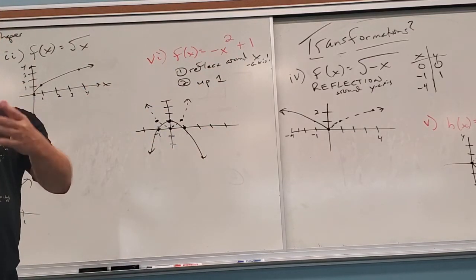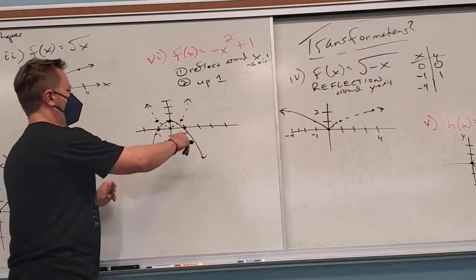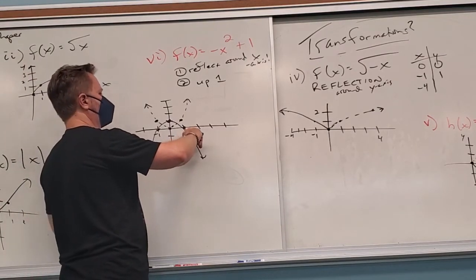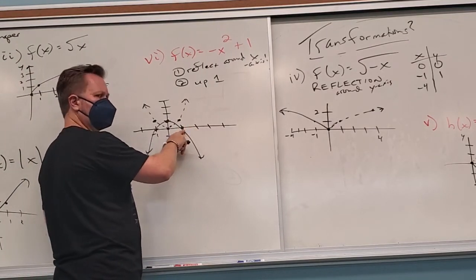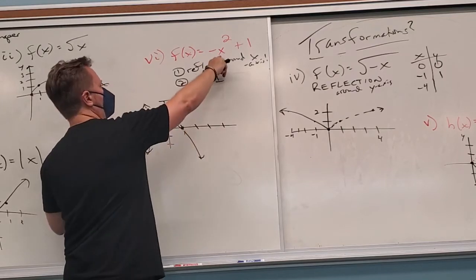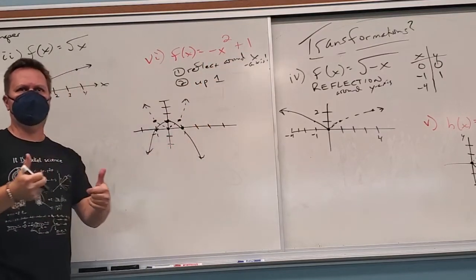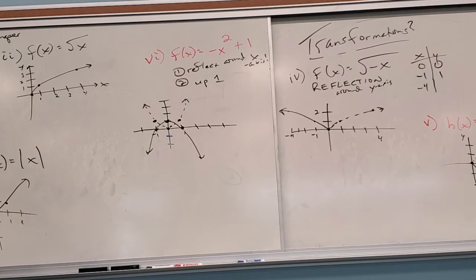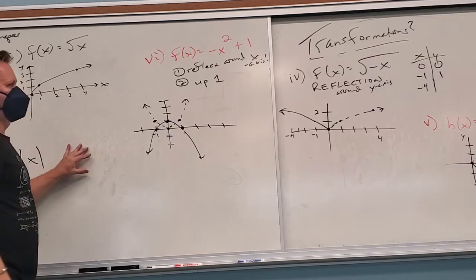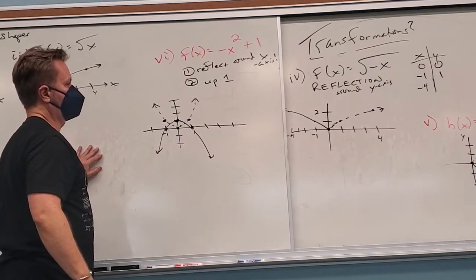You guys see that? How do I check this? Well, when I plug a 1 in, what am I supposed to get? 0. Negative 1 plus 1 is 0. So I can always check the work at the end.